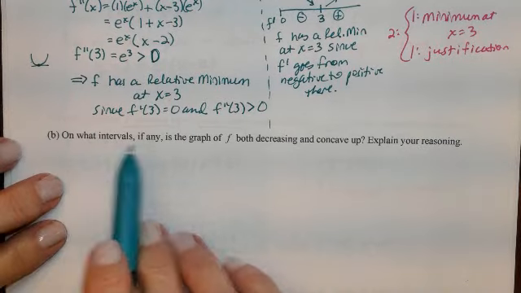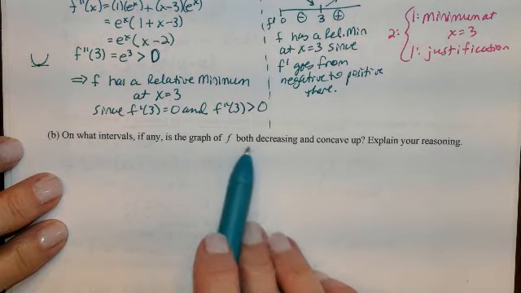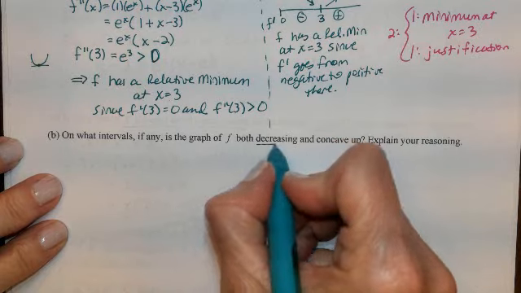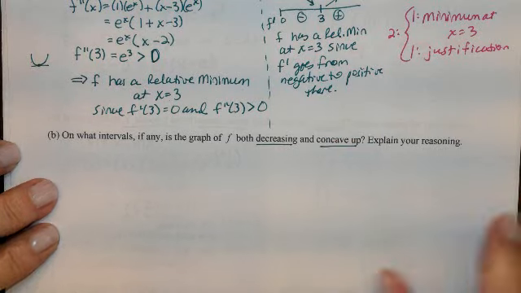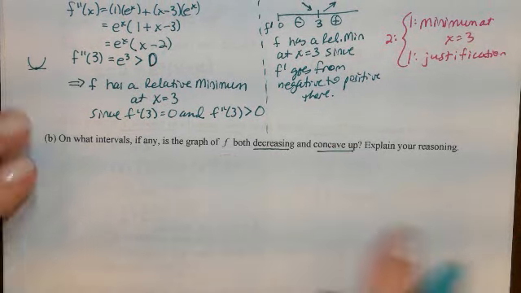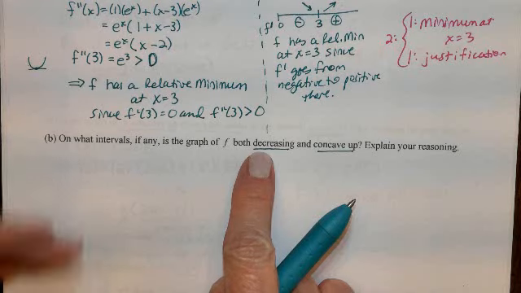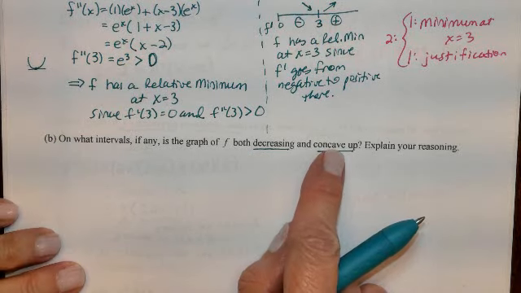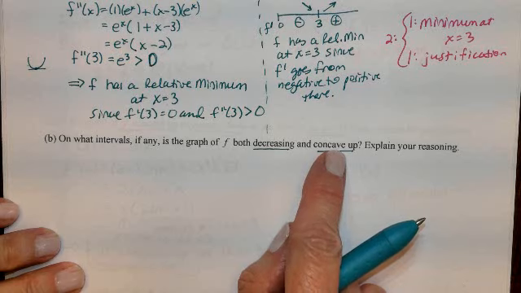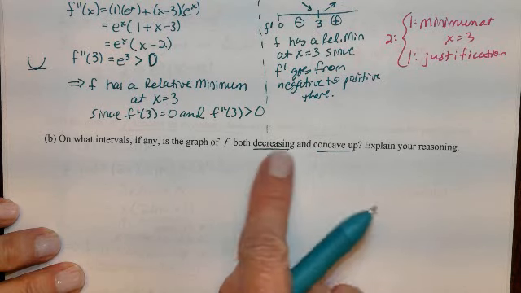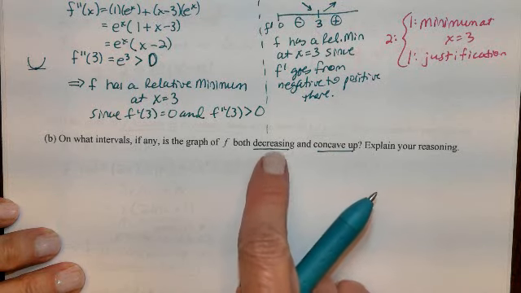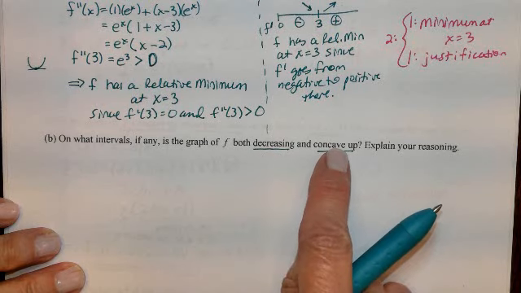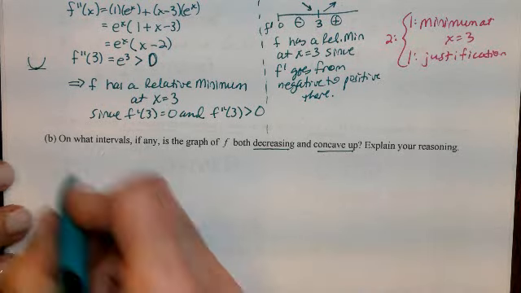On what intervals, if any, is the graph of f both decreasing and concave up? F decreasing, f concave up. So f is decreasing when f prime is negative. F is concave up when f double prime is positive. So we're looking for what intervals f prime is negative and f double prime is positive.